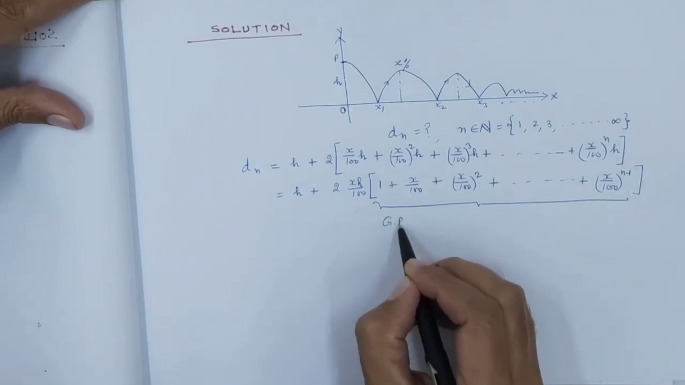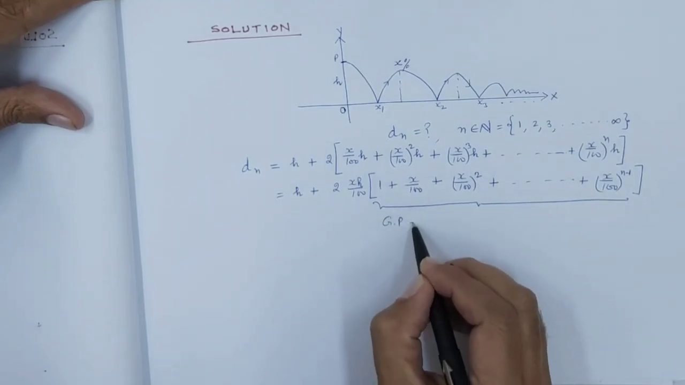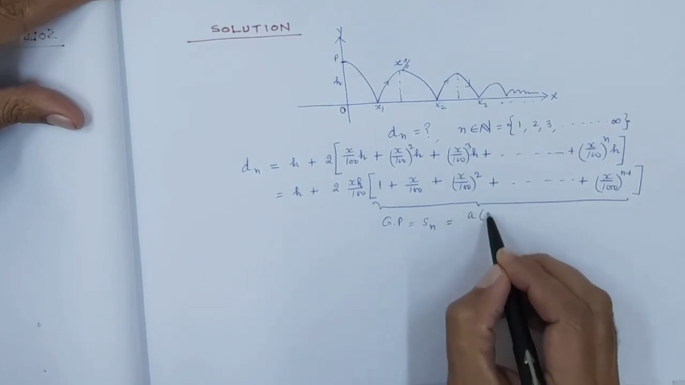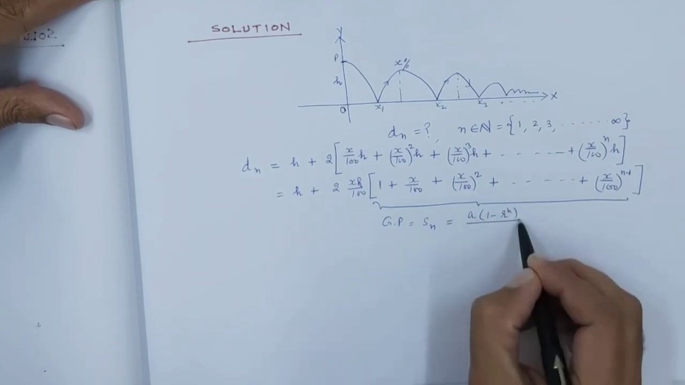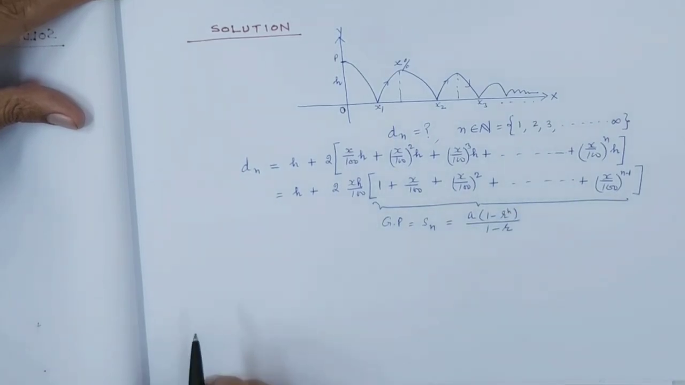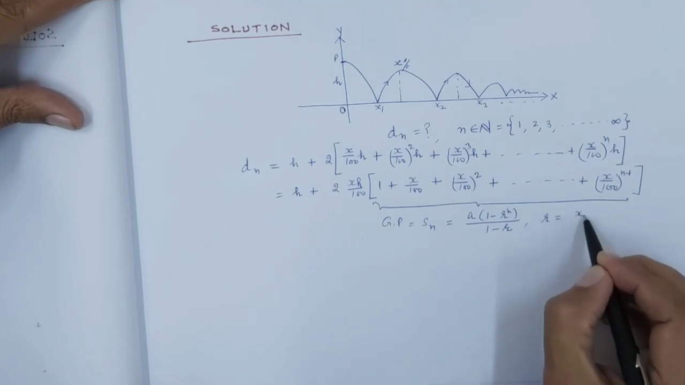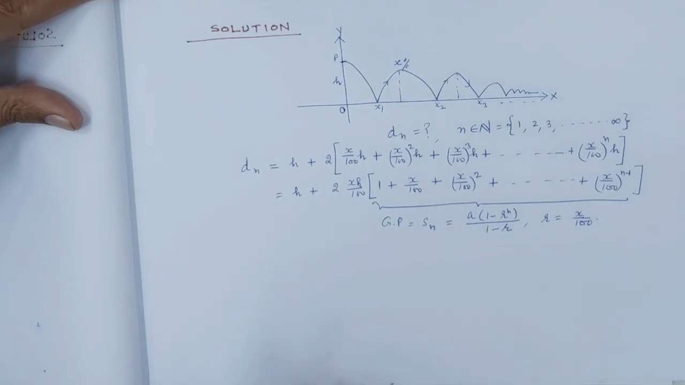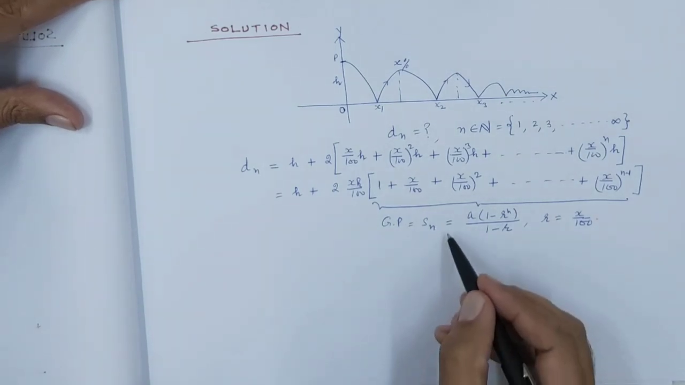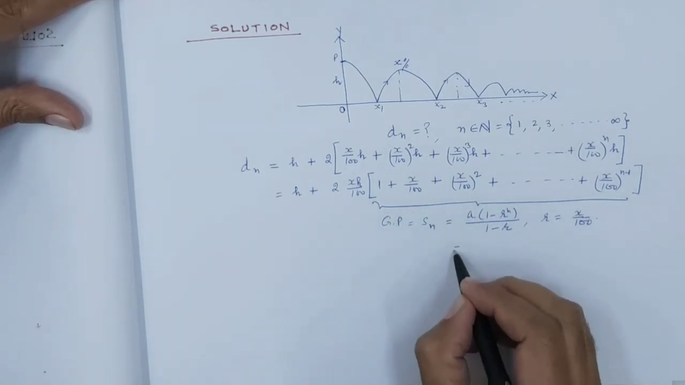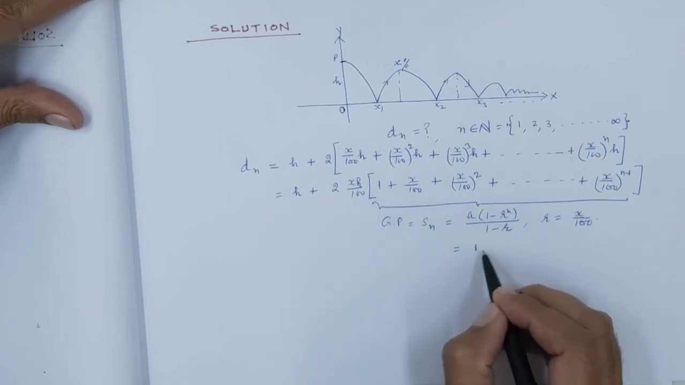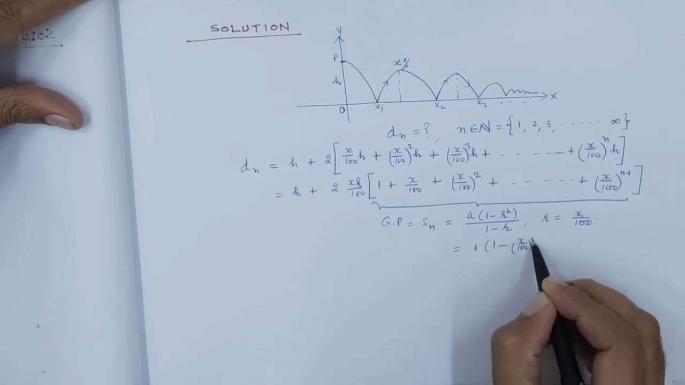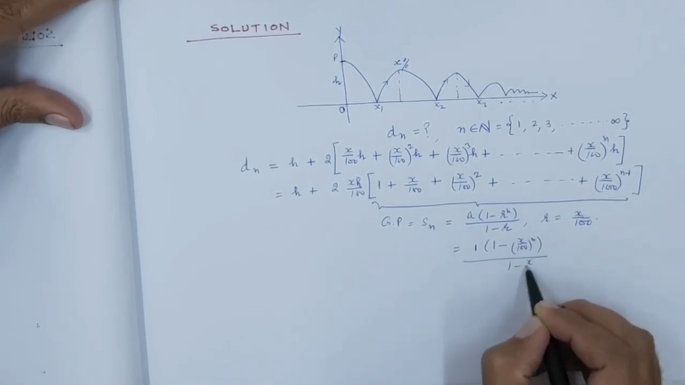We know the sum of n terms in a geometrical progression series is a into 1 minus r^n upon 1 minus r. Here r is x upon 100. We can solve here. This is a. What is a? a is 1. 1 minus the common ratio x upon 100 raised to power n upon 1 minus x upon 100.